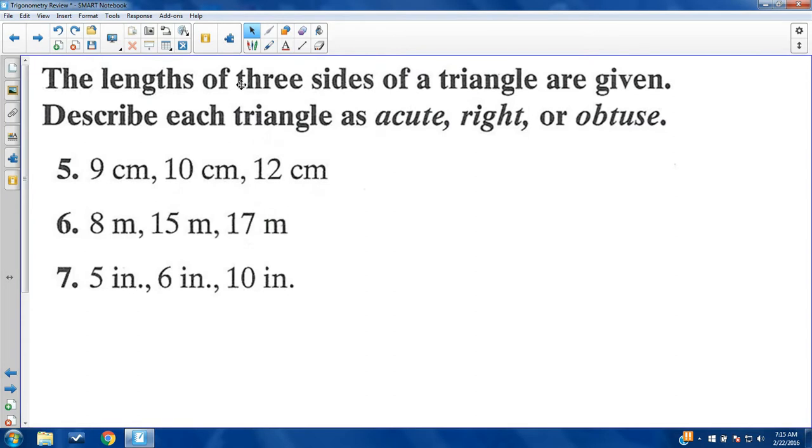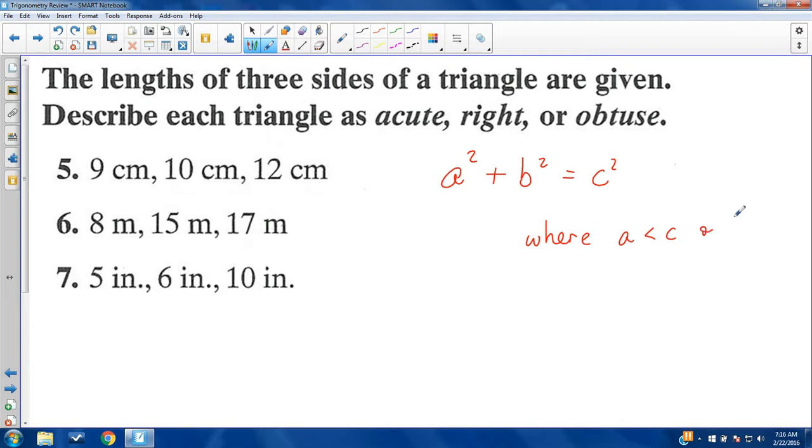Okay, the lengths of 3 sides of a triangle are given. Describe each triangle as acute, right, or obtuse. Okay, so Pythagorean Theorem is a special relationship, which I did not prove, of the legs, the shorter sides of your triangle, and the hypotenuse, the longest side, where A is less than C and B is less than C. So what we consider to be our legs are the two shorter sides, and that makes sense. Pick the two shortest values in any of these, call those ones A and B, so they can compare to C. This is for a right triangle right here.